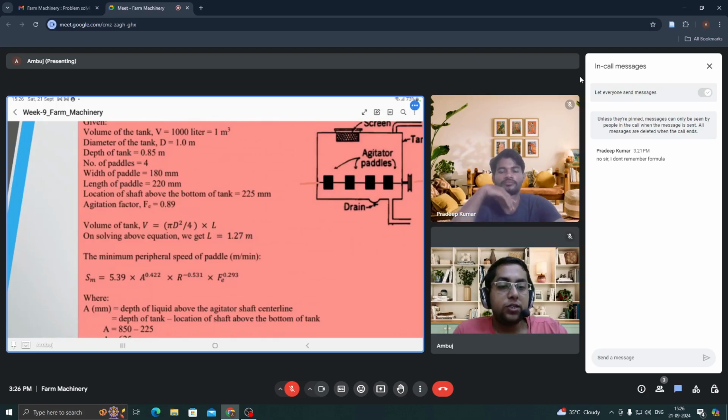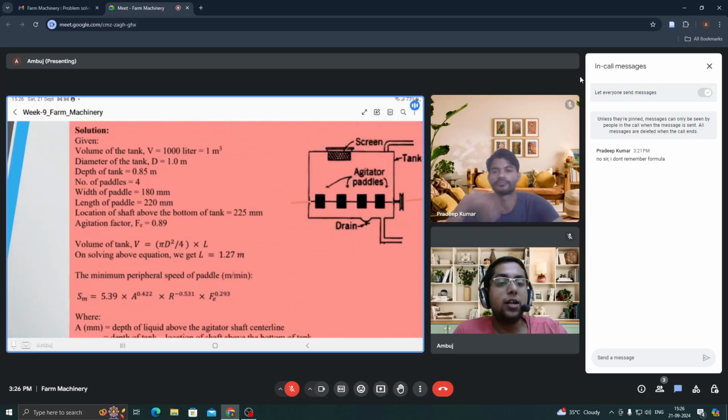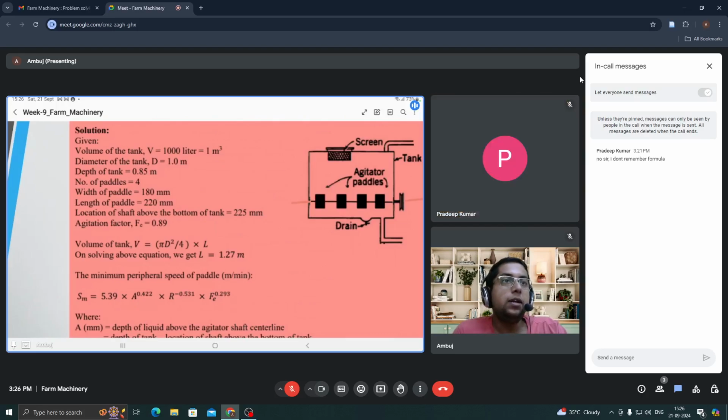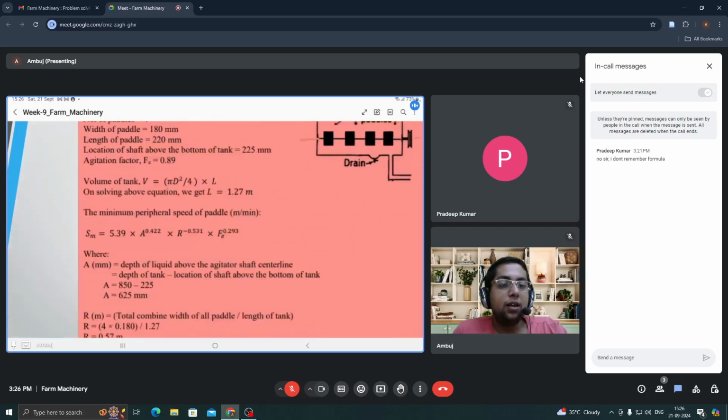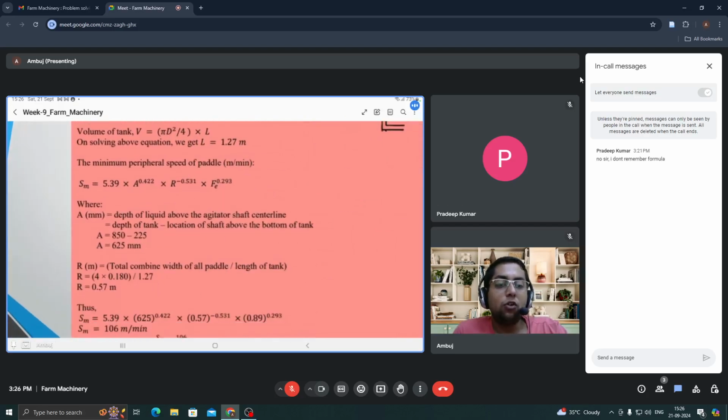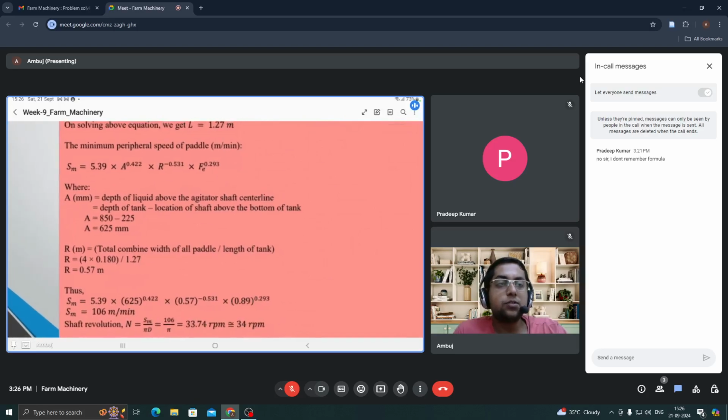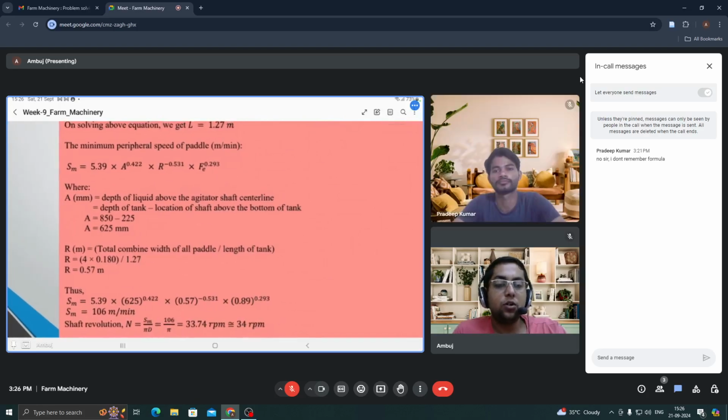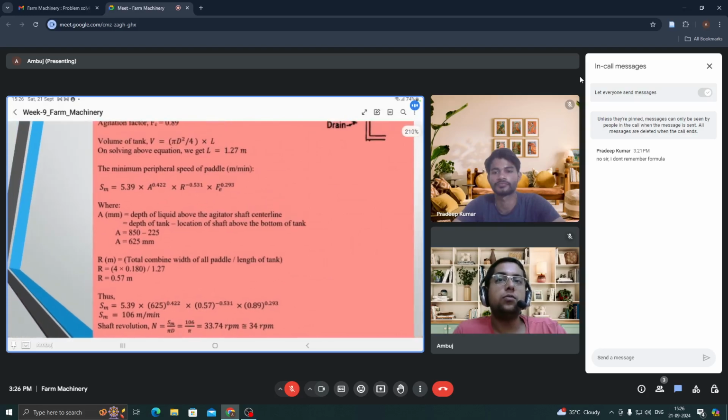So from this equation you have to calculate L also. So L will be 1.27. Then when you use this particular L in this formula, you will get SM as 106 meters per minute. And N would be equal to, as you already know, whenever we have to calculate the RPM, we divide it by pi d. D is 1 in this case, hence RPM, revolutions per minute, would be 34.